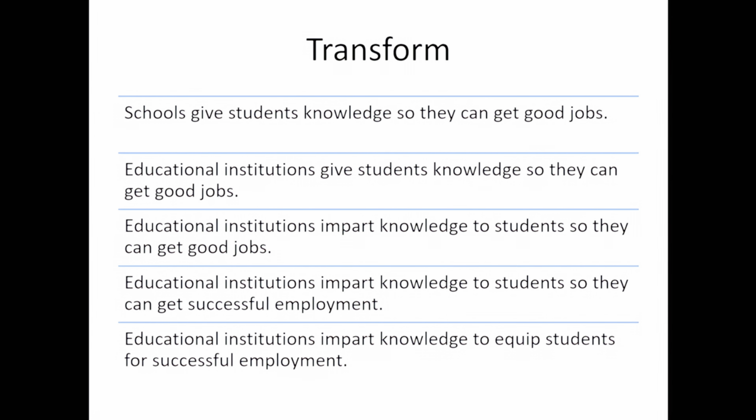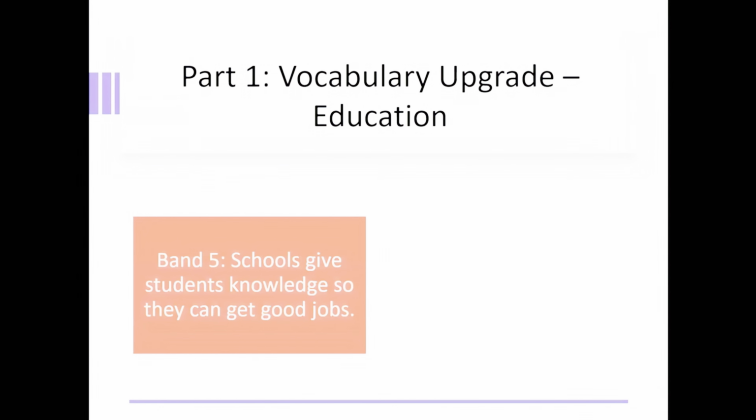So from the original sentence, we did not want to use very basic words like get or good. Even jobs is a word you would repeat over and over again. And also the word schools, because imagine you're writing on this topic. The temptation is to write schools all the time. So we don't want to do that. So we're thinking of different ways to phrase it with the vocabulary. Okay, so we've gone from schools give students knowledge so they can get good jobs, and we've upgraded to educational institutions impart knowledge to equip students for successful employment.